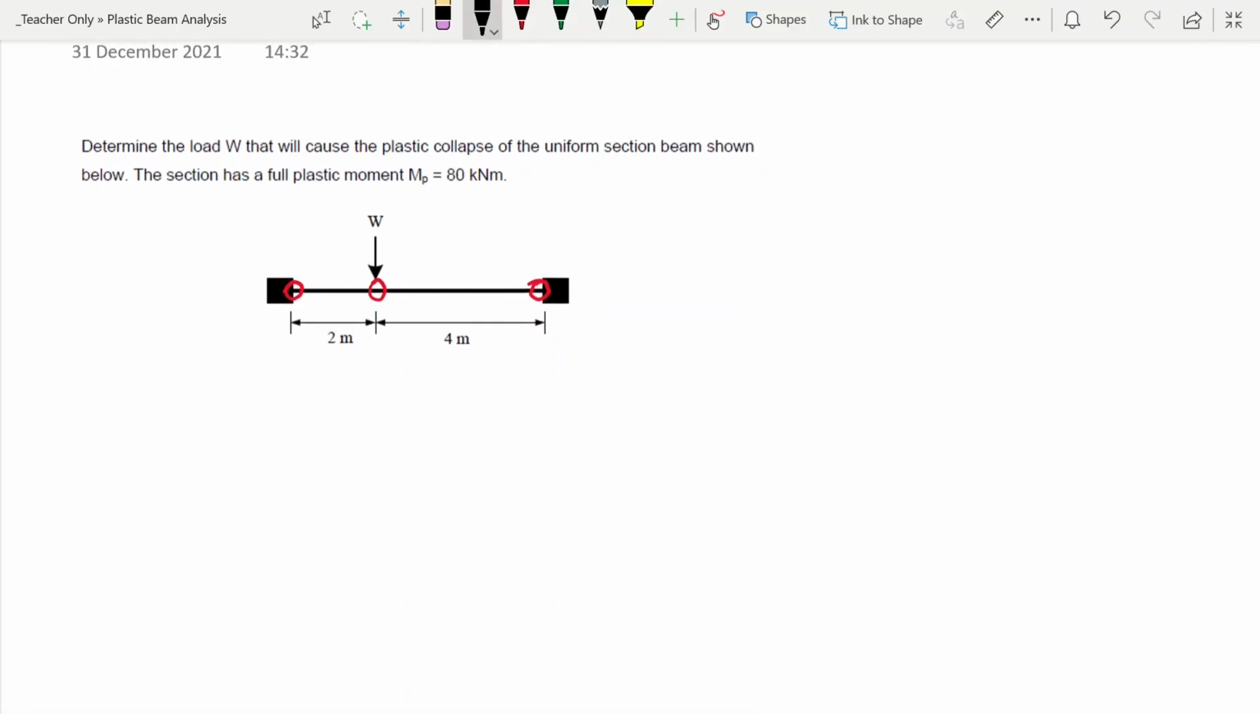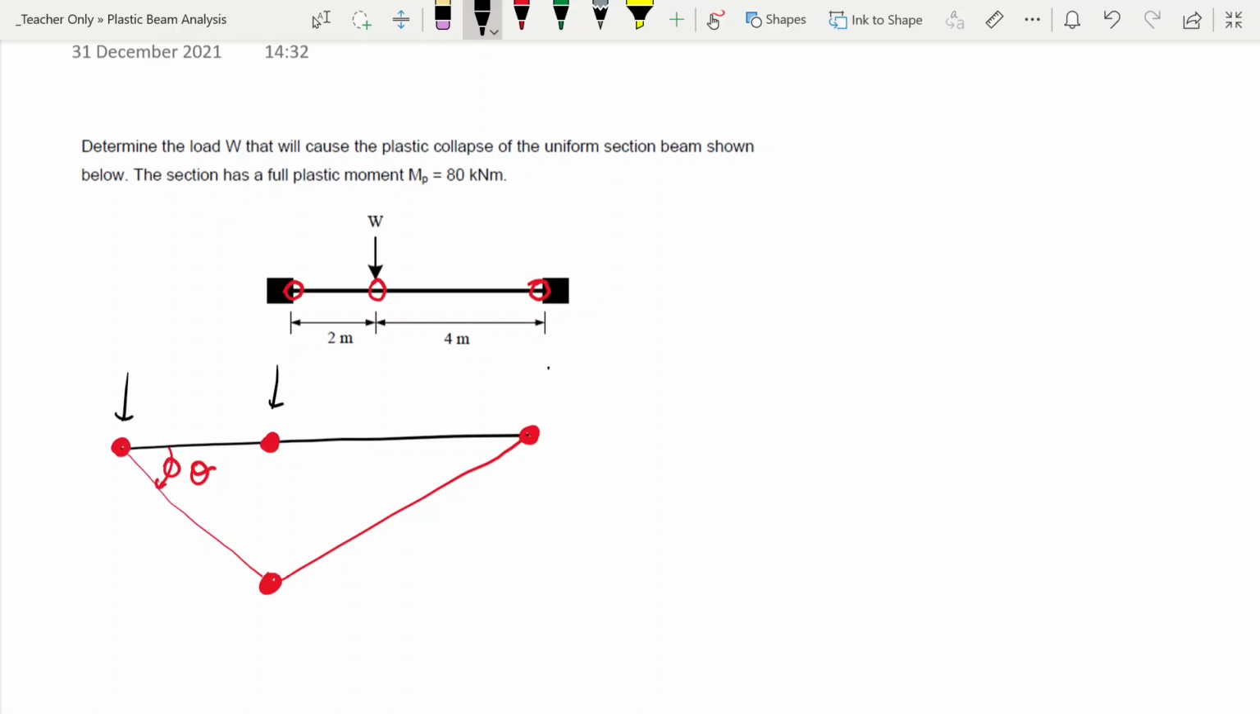The first thing we need to do is to draw the collapse mechanism. In this particular case, it's a hinge on the left, a hinge on the right, and then a hinge underneath the load. Once we have that, we're going to assume that a certain rotation theta will occur at one of the hinges. And when that happens, this shape, like this, will be the collapse shape of our structure.